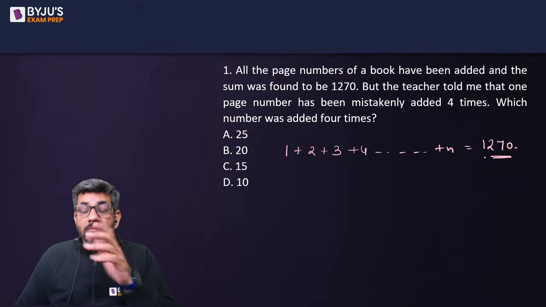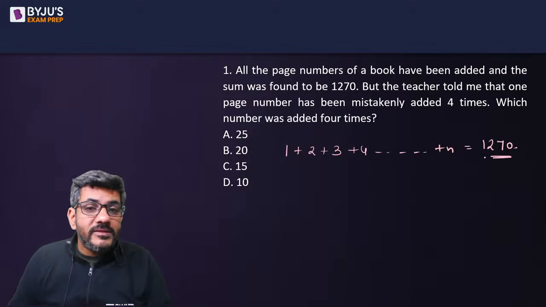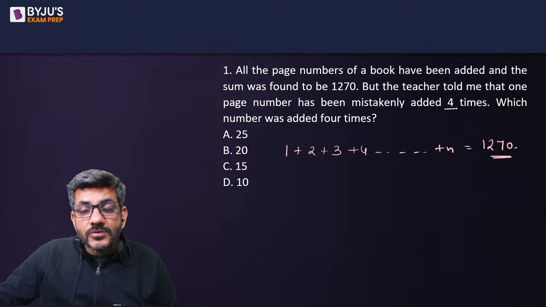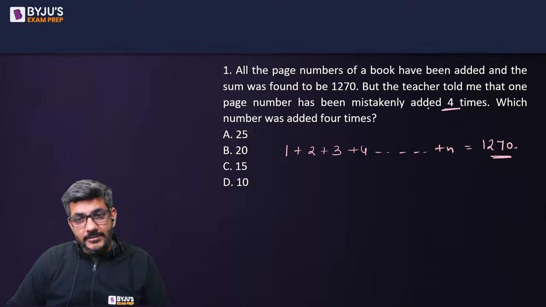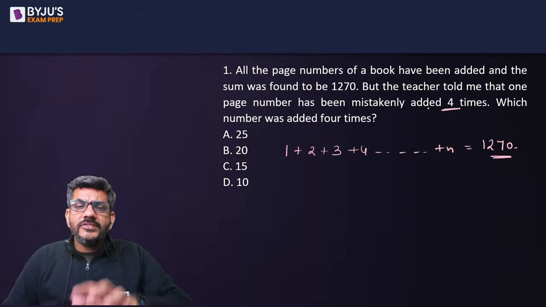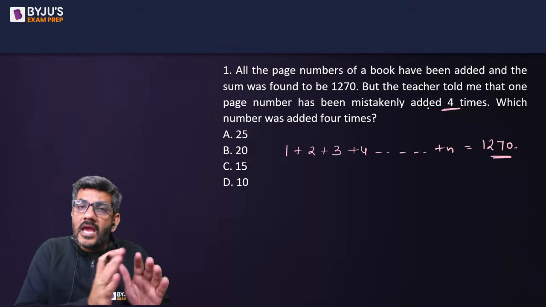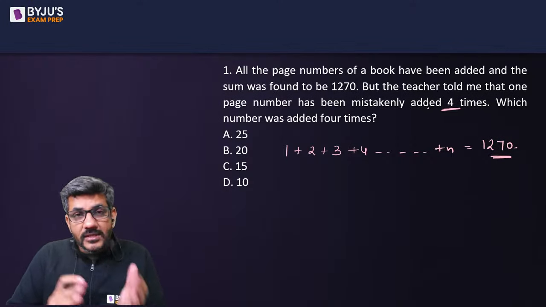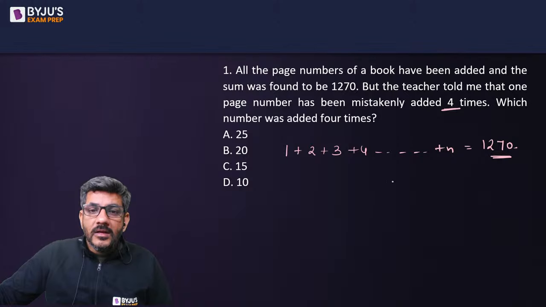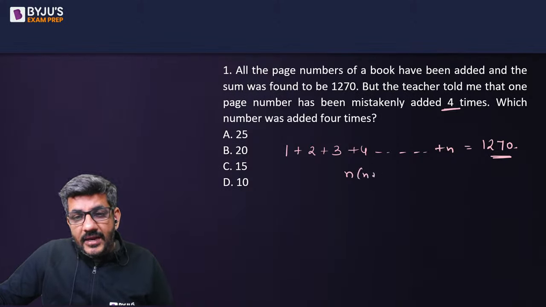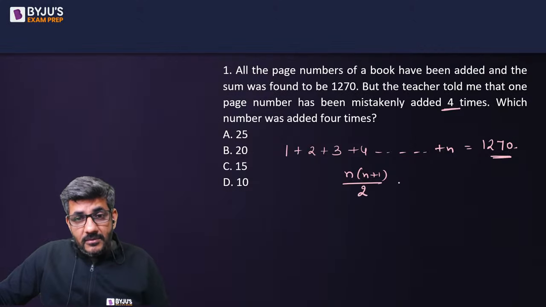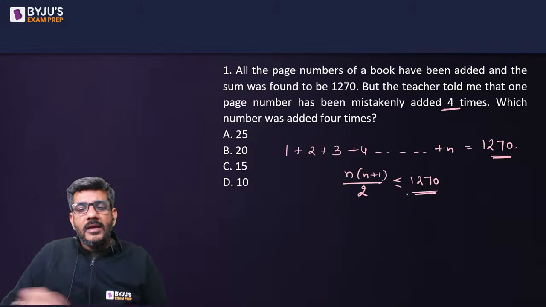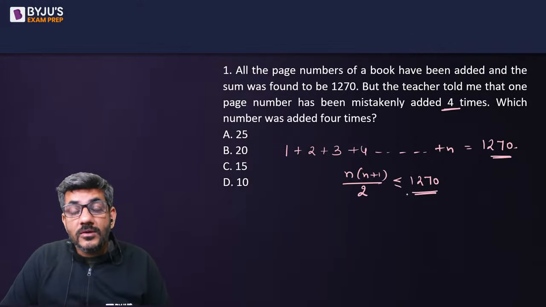Now, of course, the sum of first n natural numbers is not 1270 because one of the numbers was mistakenly added 4 times. So that means this 1270 is something more than what the actual sum should have been, because the number has been added 4 times. Now, the sum of first n natural numbers is n into n plus 1 divided by 2. So can I say n into n plus 1 by 2 should be less than or equal to 1270?